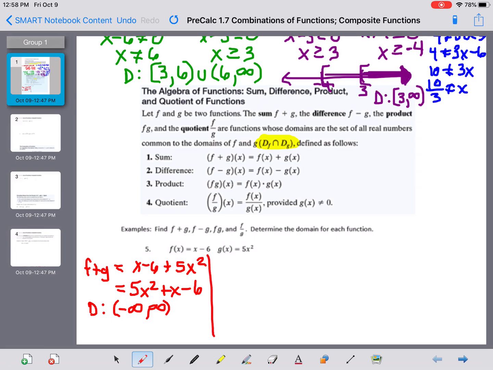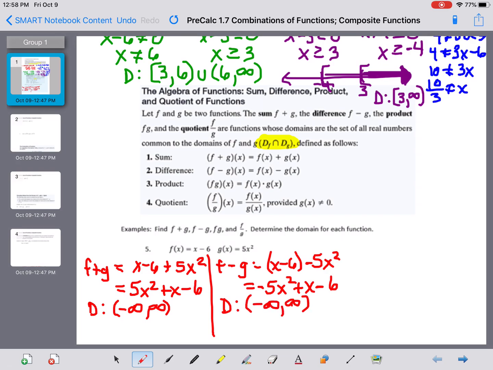We're going to subtract them, f minus g. Order matters here. Make sure you have f first, x minus 6 minus 5x squared. Okay, again, no like terms, but if I write it in standard form, I get negative 5x squared plus x minus 6. And again, my domain, there's no limits, there's no red flags, so negative infinity to infinity.